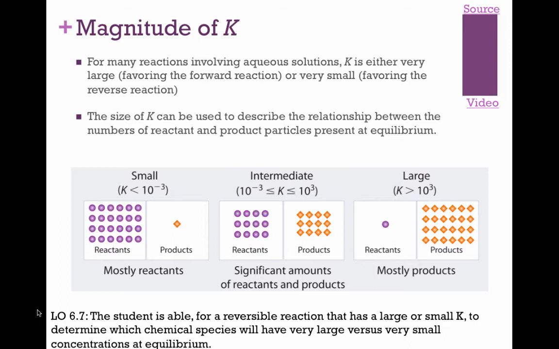If K is less than 1, you have mostly reactants. If it's equal to 1, you have equal reactants and equal products. And if it's greater than 1, you're going to have more products. If it's much, much greater than 1, you're going to have almost all products. The reaction's going to pretty much go to completion. This is how they would use particle diagrams to ask you which of the following would be the closest value for K.